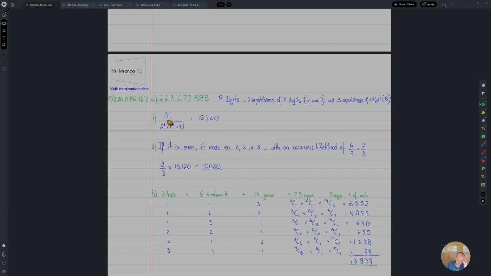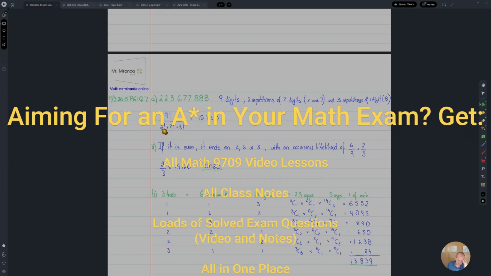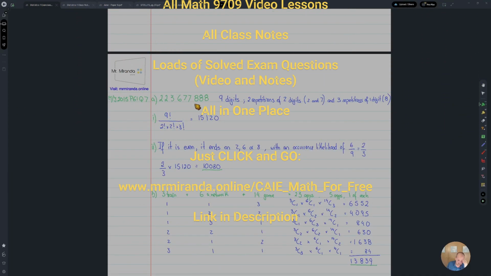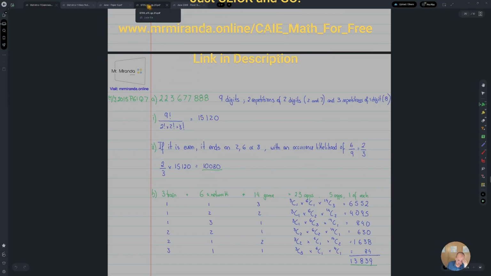You have a total of 9 digits, and that's what you have on top of the fraction, and then in the denominator you put the repetitions. So 2 factorial for the 2s, 2 factorial for the 7s, and 3 factorial for the 8s. And this is the result.